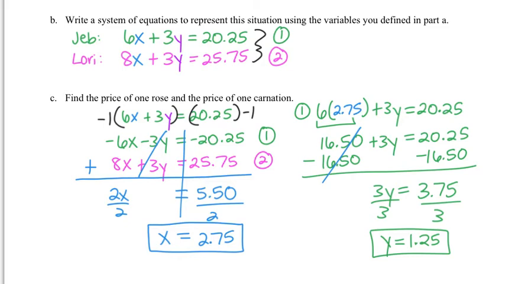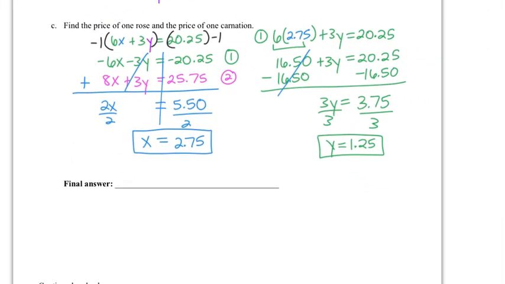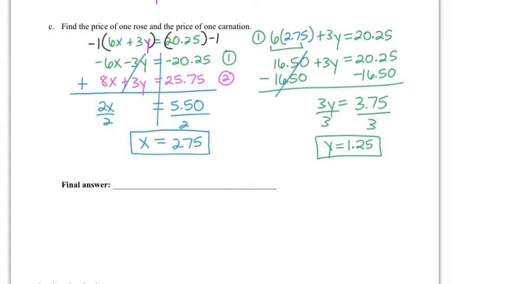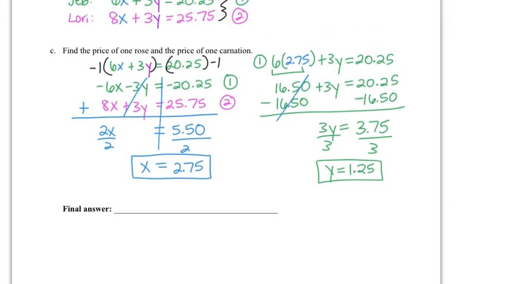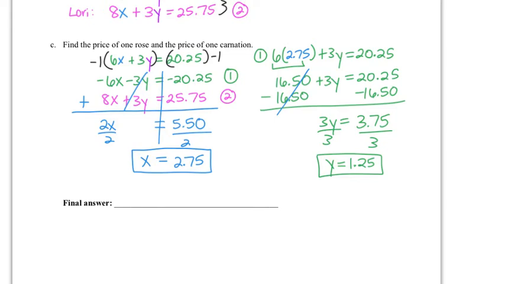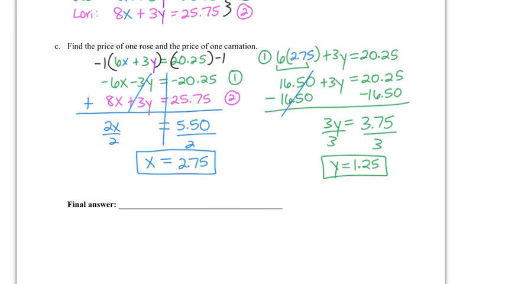Awesome. But now we need to check it. We need to check it in Lori's equation. So we're going to make sure that it calculates to be the same. All right, Lori. So Lori's going to the florist, and let's make sure we're the florist now. Let's calculate how much she has to pay. All right, so she bought 8 roses. Each of those roses costs $2.75. So we're going to multiply 8 times $2.75. But then we have to add to that, she bought 3 carnations. So 3 times the price per carnation, $1.25. Does that total $25.75? Let's do it.